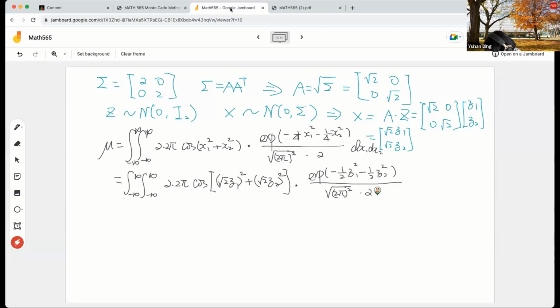So maybe I can write it. Say we have another one. This comes from the determinant of the Jacobian matrix, and then this is C1, C2, and this cancels out. So we can check, okay? And then this whole thing actually is the density function of the standard normal in 2D. Is that okay?